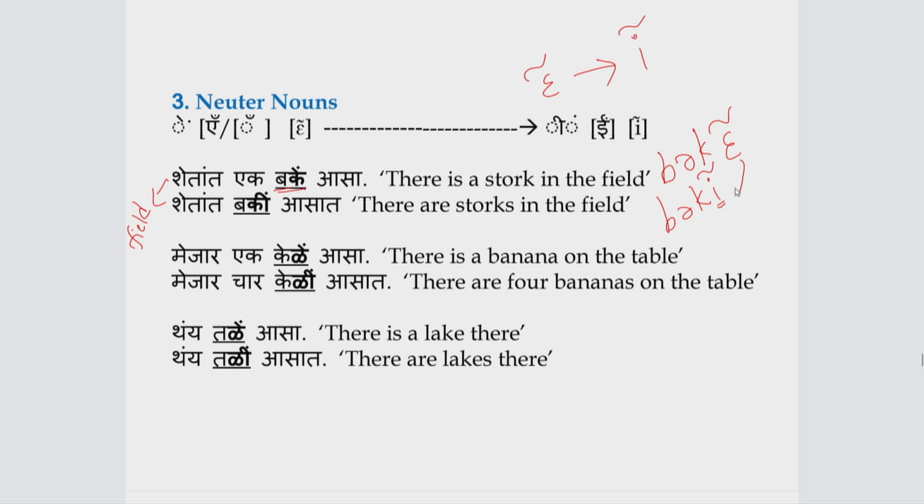So A becomes E. Mezar ek kele asa, mez is table, mezar is on the table. Mezar ek kele asa, kele is banana, there is a banana on the table. In the plural, mezar char keli asat. Okay, there are 4 bananas on the table. So again, A becomes E. Thoi, tole asa, there is a lake there. Okay, in the plural, it becomes thoi, toli asat. So again, A becomes E.